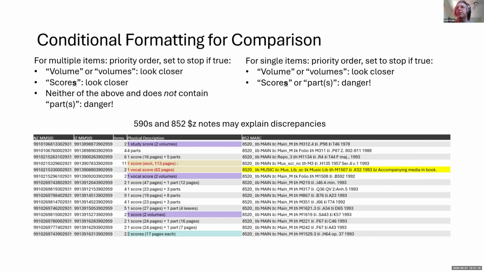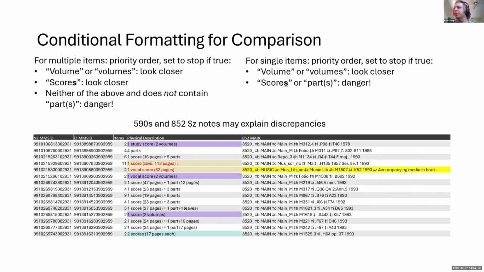For single items, the priority order is, again, volume or volumes could be explained by virtually anything, so that's going to need further investigation. And if it says scores, plural, or any version of the word part, that's a danger sign. So I already mentioned 590s, but you can also see here in this example highlighted in yellow is the 852 Z note accompanying media in book, which is something that is not mentioned in the physical description, but explains why there would be two items attached to a record for a single vocal score.